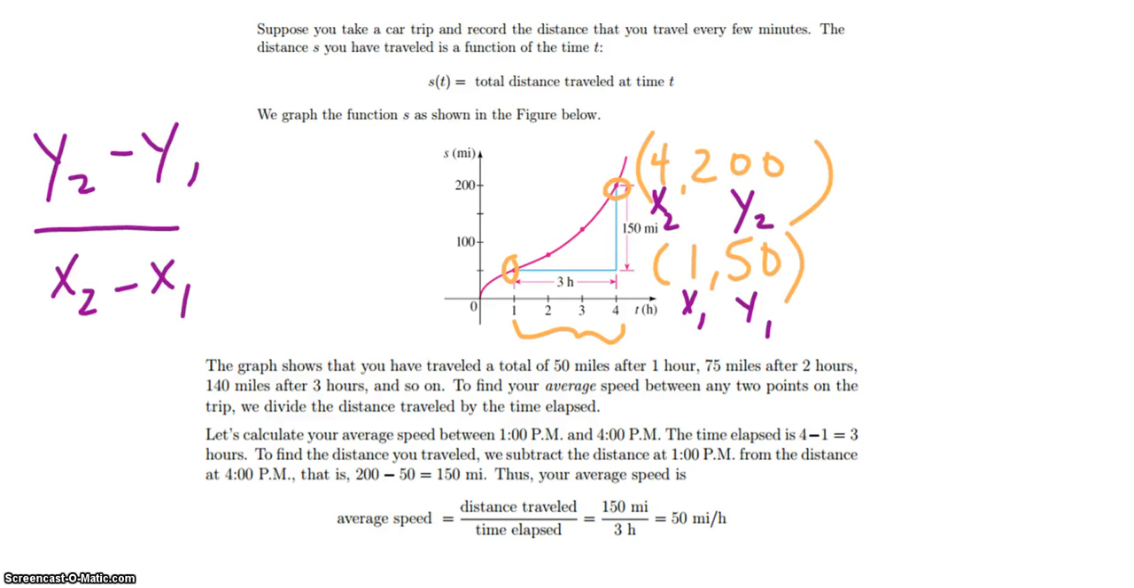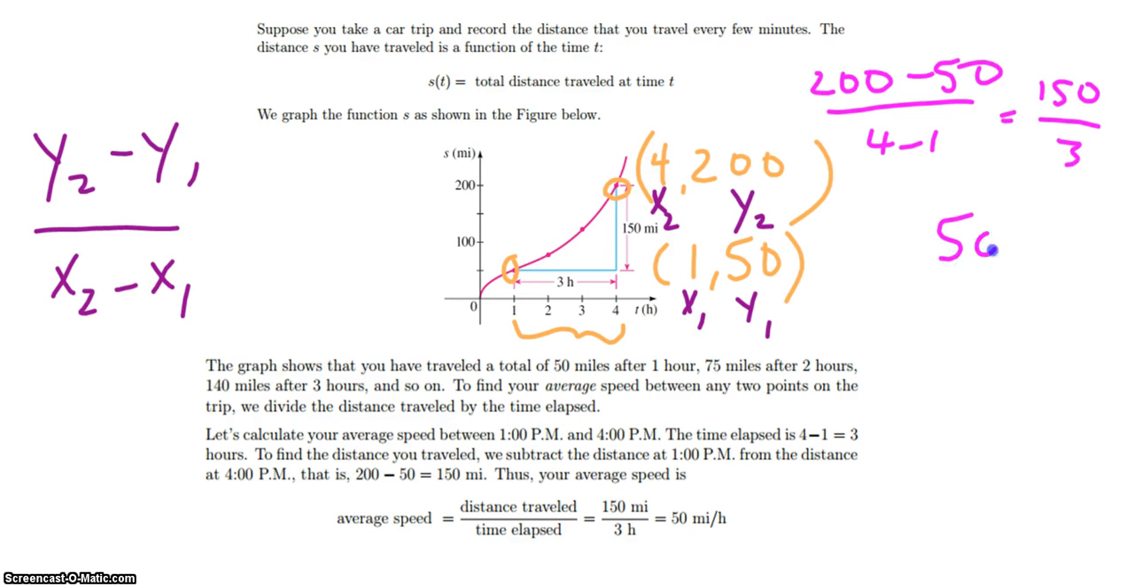So 200, whoops, let's get a different color. 200 minus 50 is over 4 minus 1. So what we have is 150 over 3. So I'm averaging about 50 miles per hour.